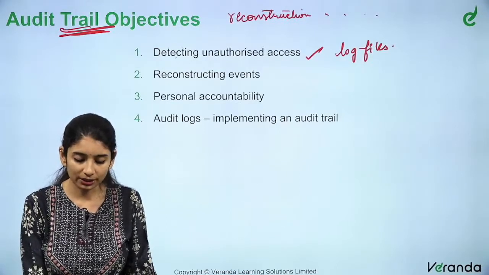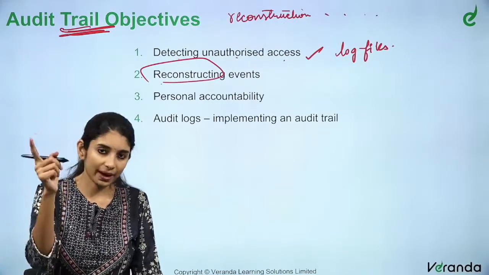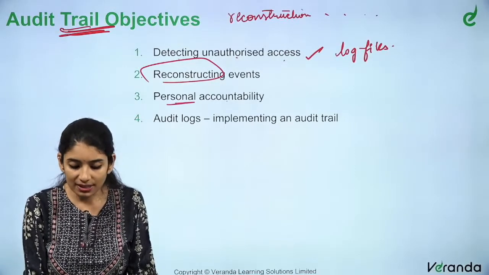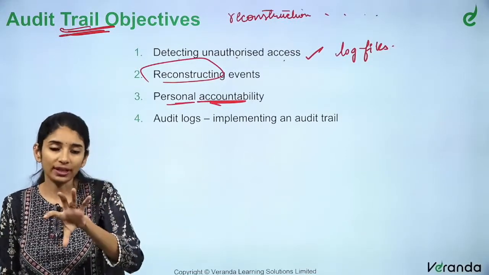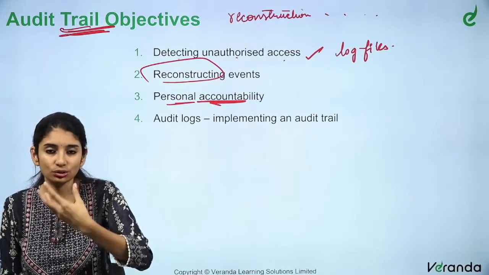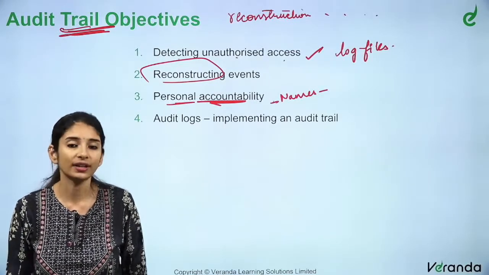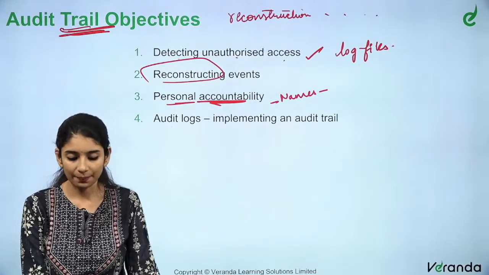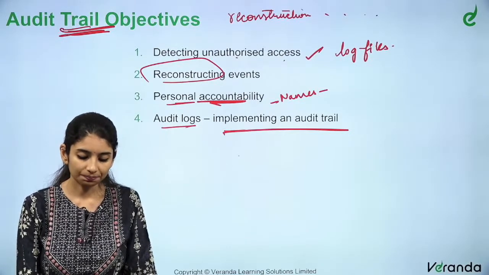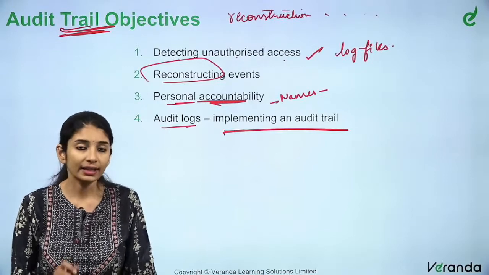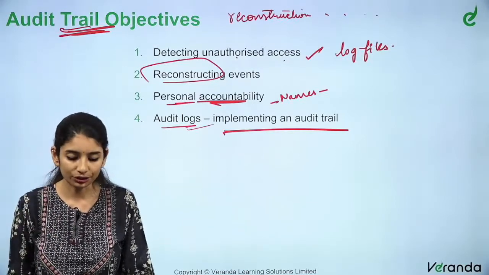Audit trail objectives: detecting unauthorized access, reconstructing events. I can trace back an event to its origin. Personal accountability: at every step through the log, I will know which person has passed what entry, and which person has given what access rights to the other person. So I will know everything with their names, and I can hold them responsible in case of anything. So, 4 objectives: detecting unauthorized access, reconstructing events, personal accountability, and audit logs to implement an audit trail.